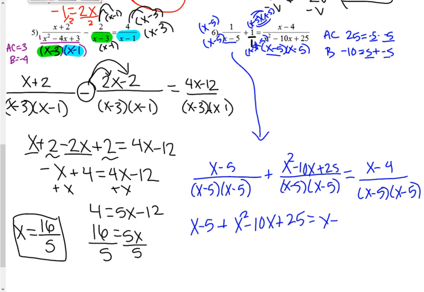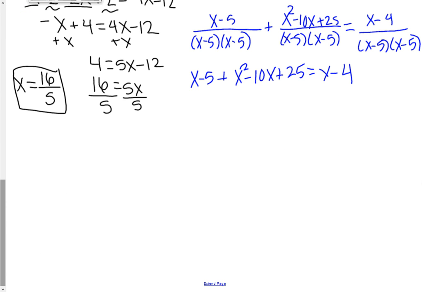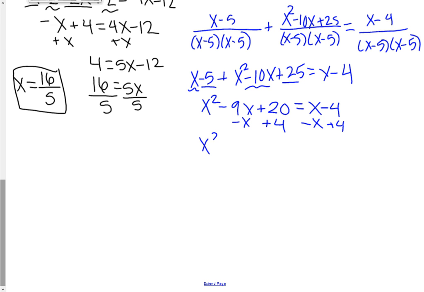Okay. Now, I have a quadratic here, so remember with our quadratics, we always want to set them equal to 0. This way we can either try to solve them by factoring, or we can solve with the quadratic formula. So first thing, let's combine our like terms here. So I have x squared, x minus 10x gives me a negative 9x. Negative 5 plus 25 gives me plus 20 equals x minus 4. I'm going to subtract x, and I'm going to add 4 so that it can equal 0. So x squared minus 10x plus 24 equals 0.